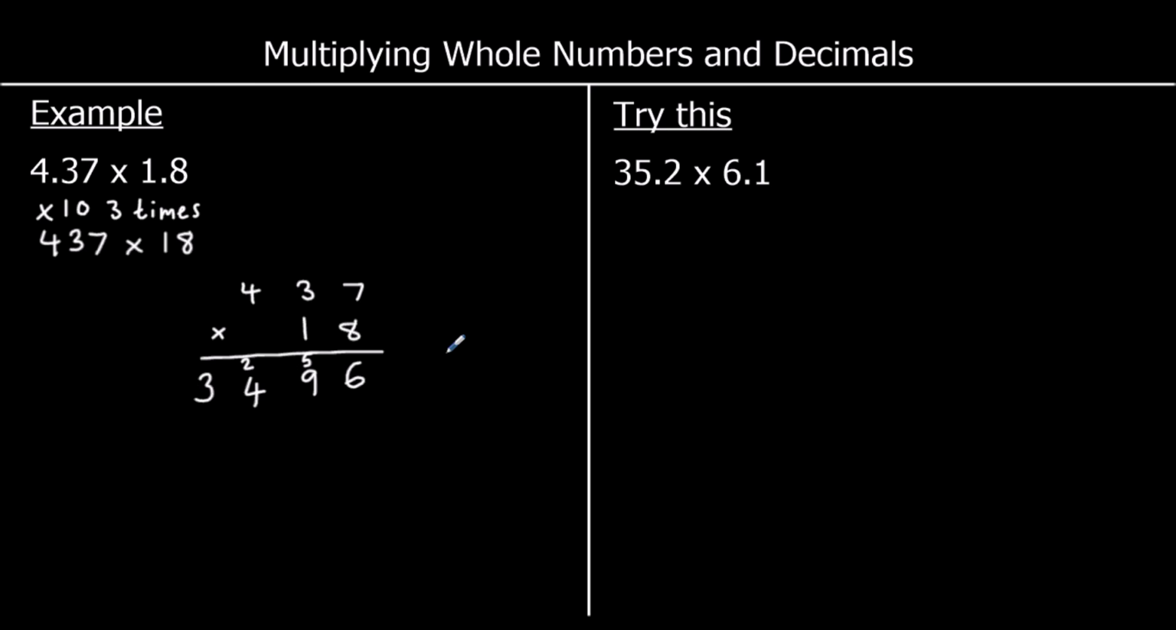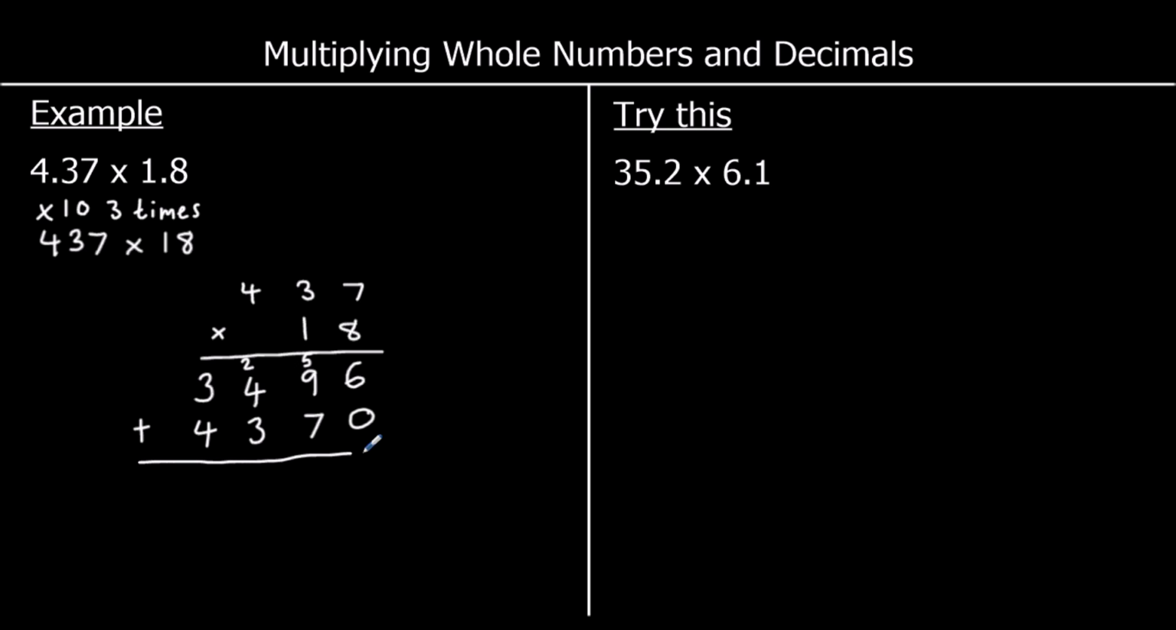Now I'm going to multiply 10 by 437. I'm going to add a 0 because I'm multiplying by 10. 10 times 7 is 70, not 7. So 10 times 7 is 70. And then 1 times 3 is 3. 1 times 4 is 4. So we're going to add them up.